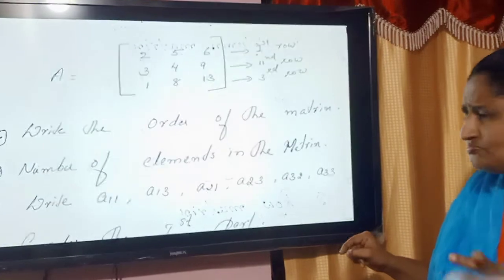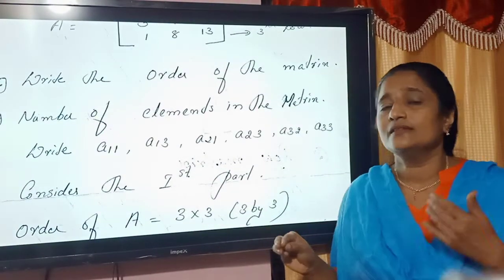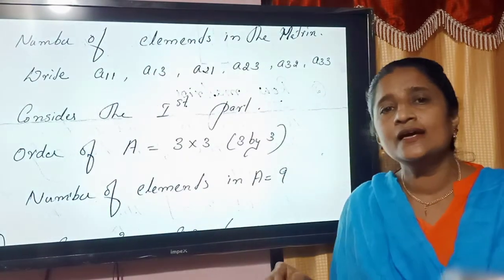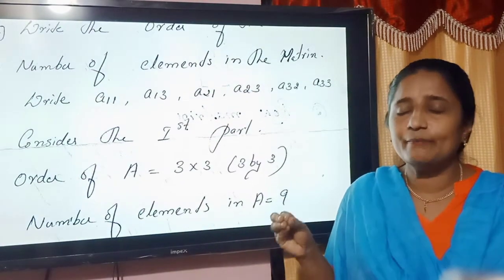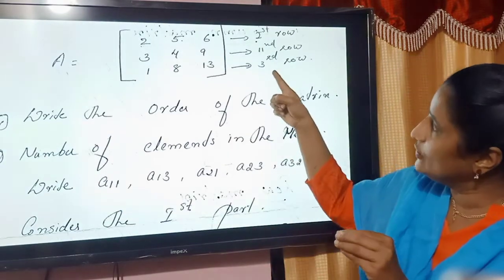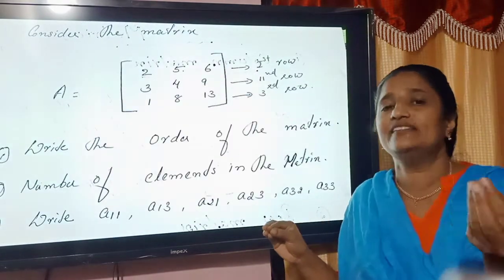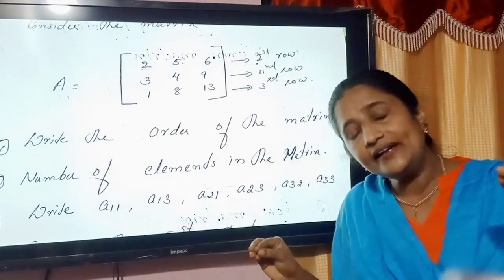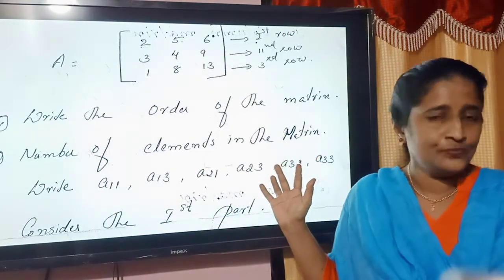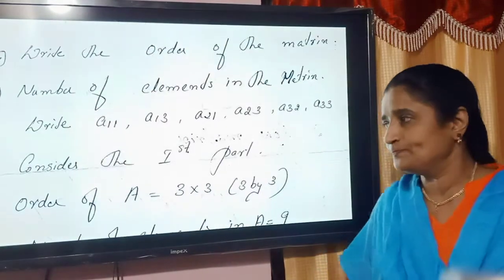Did you clear? Then, the number of elements in the matrix, which I already explained. How to find the number of elements in an m by n matrix? The number of elements in an m by n matrix is m into n, mn. Here it is a 3 by 3 matrix. How many elements are there? 3 into 3, that is 9 elements. So in this matrix there are 9 elements in total.